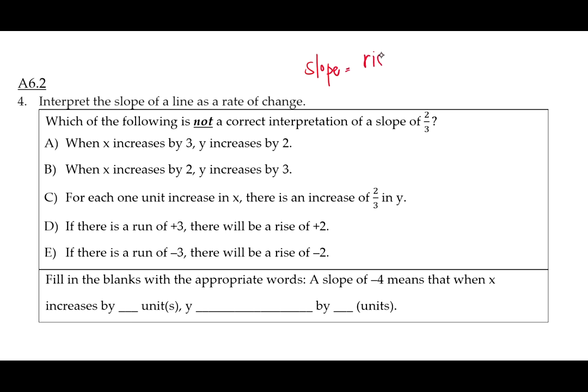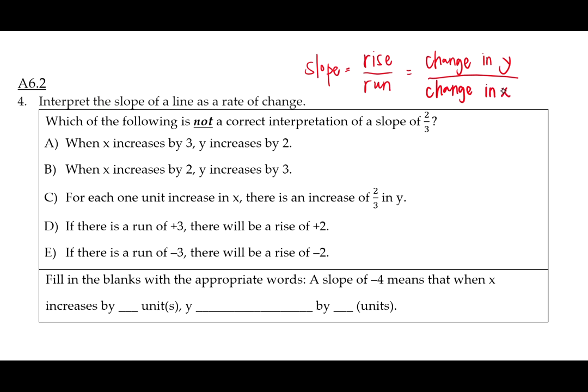Slope is the rise over the run. By rise, we mean the vertical change, and by run, we mean the horizontal change. So another way that we can write that down is the change in y, which is our vertical coordinate, divided by the change in x, which is our horizontal coordinate.